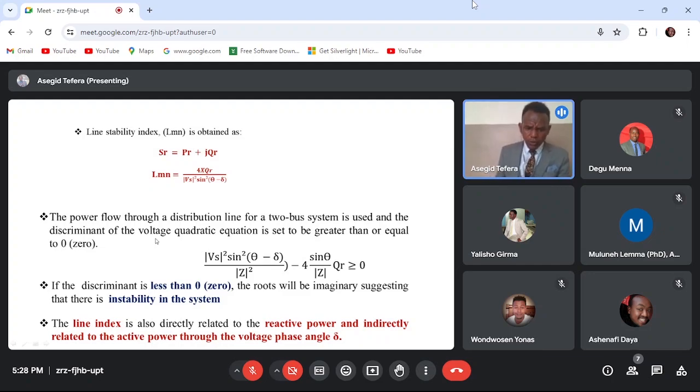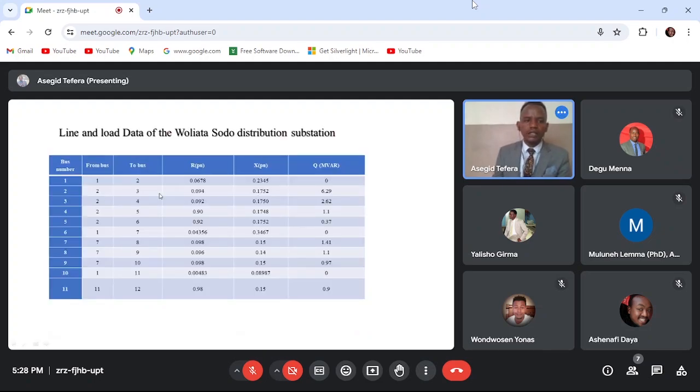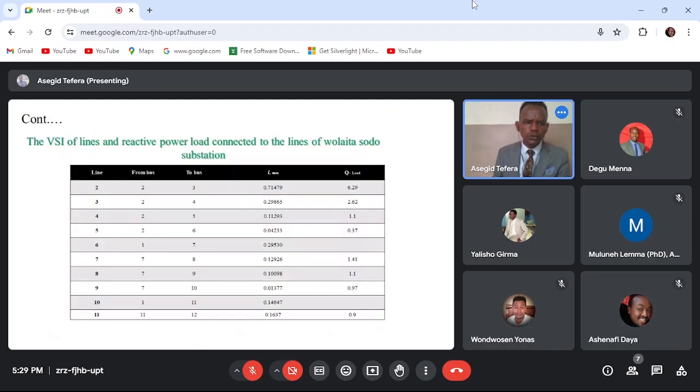So the line index is directly related to the reactive power and indirectly related to the active power through the voltage phase angle. So these are the line and load data of pseudo distribution substations. The line data is from line 1 to line 2. These are the substation one data, or the slack bus, and from this bus onward these are the data, which we measured or took from the substation.